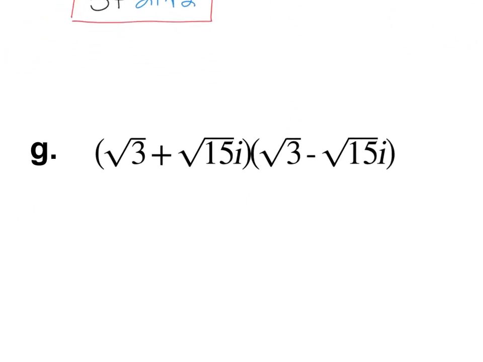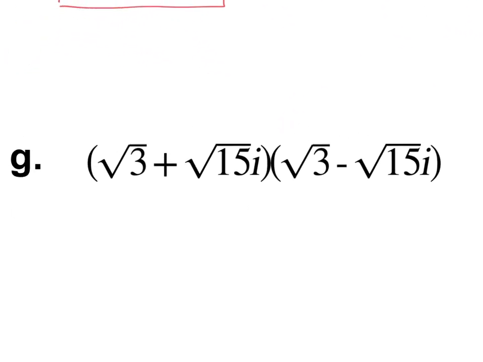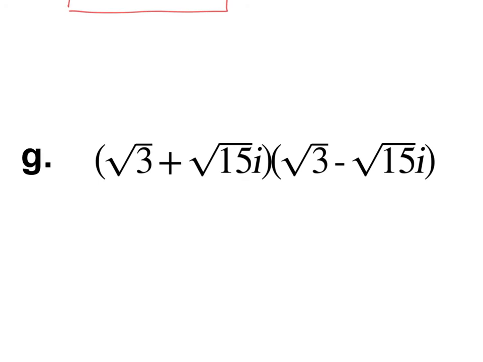All right, and one more, we're going to go ahead and do some distributing with our square roots here. So let's see what we get. We are multiplying, and we do have complex conjugates here, right? We have root 3 plus root 15I and root 3 minus root 15I. So these are complex conjugates. Let's see what we get. Square root of 3 times the square root of 3.